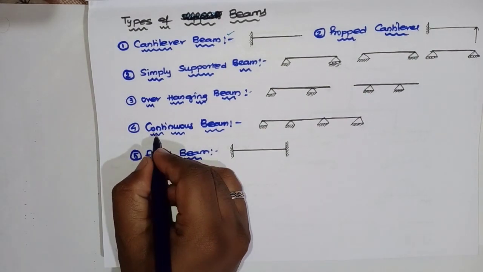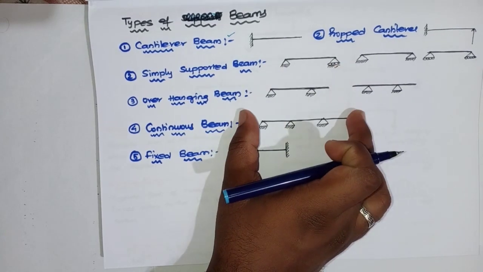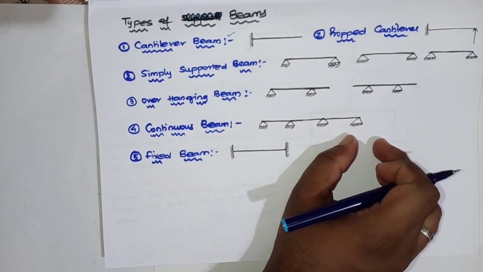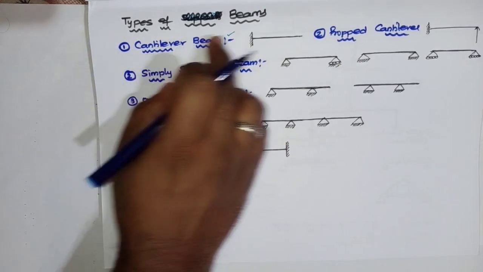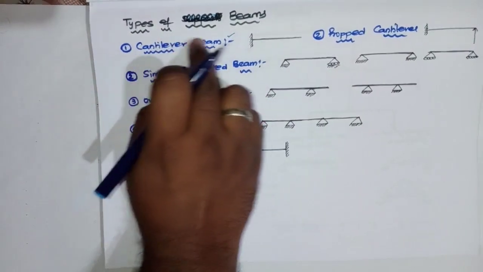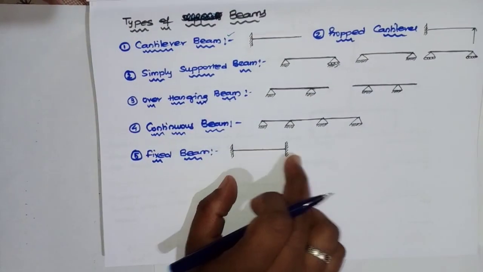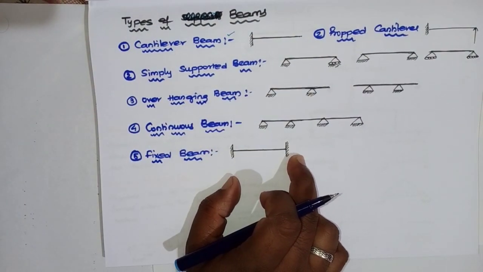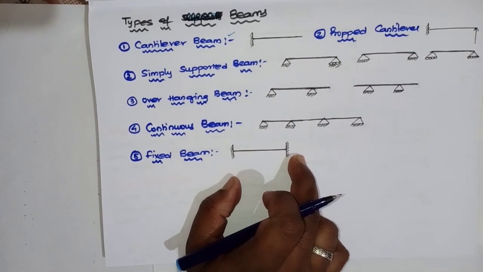Okay, coming to the continuous beam, if more than two supports are there along the length of the beam, we call it as what? Continuous beam. Coming to the fixed end, if one side is fixed and the other end free, it is called a cantilever. If both ends of the beam are fixed, we call it as what? Fixed end beams. So these are some different types of beams. Next we'll see the types of loadings.